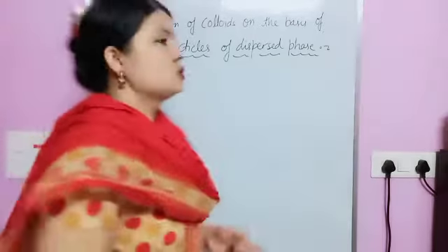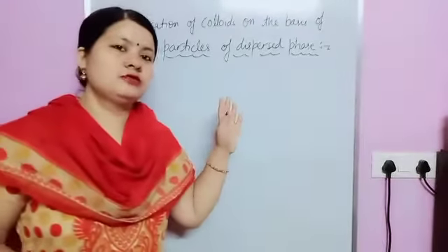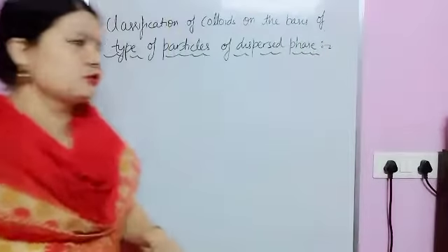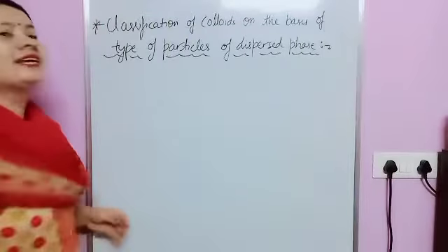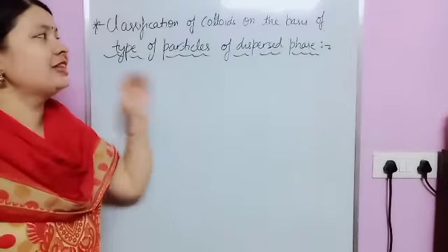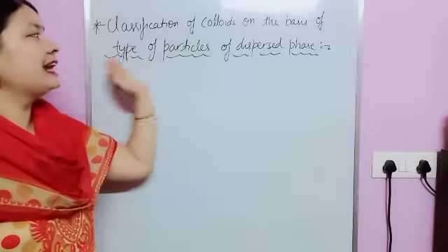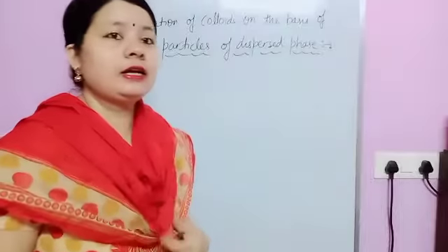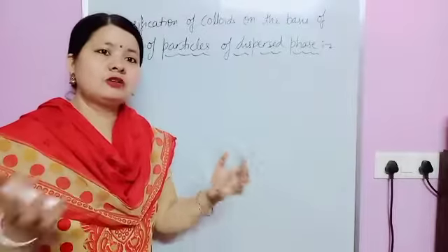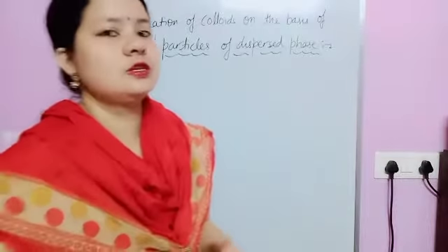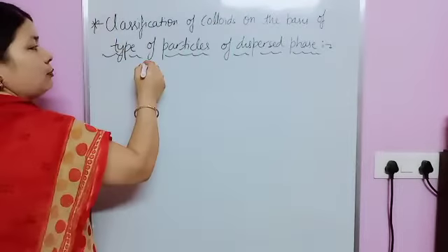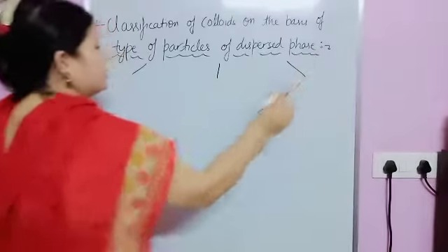12th class. Now just see, one type of classification we have done in the previous video, which means two classifications we have done. Now this one is another type of classification, that is on the basis of type of particles of dispersed phase. Type of particle, either the particle size is large or small, maybe their concentration is less or more. On that basis we have three types of colloid.